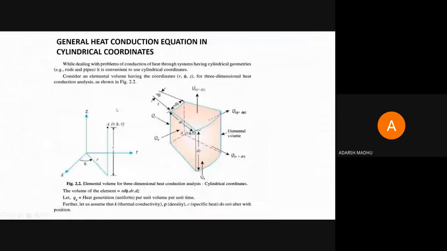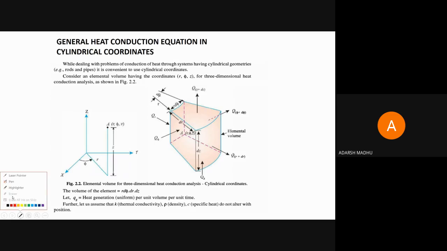For cylindrical coordinates, this is the equation. We are taking the figure as we have seen just before. Here there is a radial distance r, and the angular distance is d phi. So the total distance along the particular side is r d phi. R d phi is shown here.